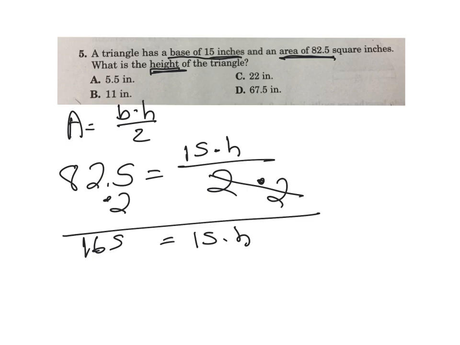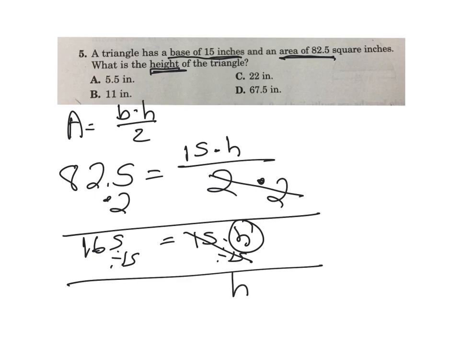165. Now I want just the height, so I have to do the opposite. It's times 15, so I divide by 15, and I divide by 15. Those cancel each other out. So the height equals 165 divided by 15, which is 11. And we're talking about 11 inches. It's not squared because it's just the height. Oh, B looks like the correct answer.